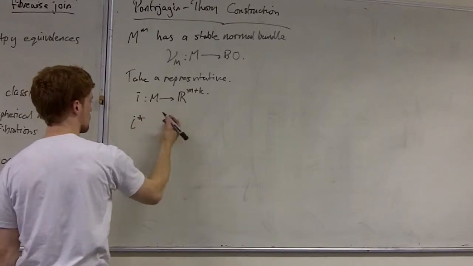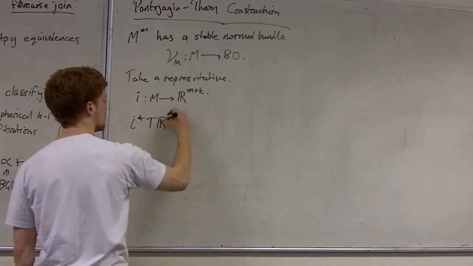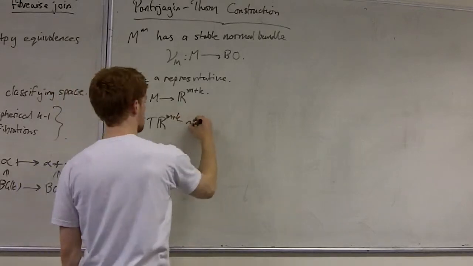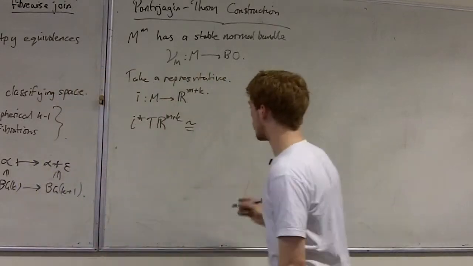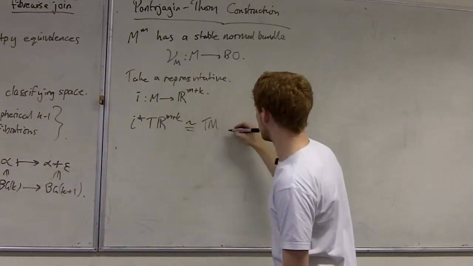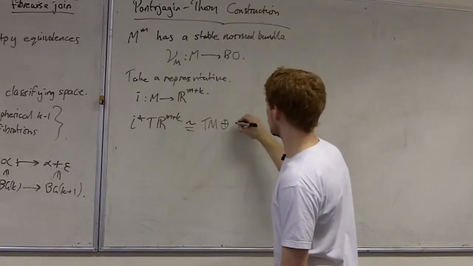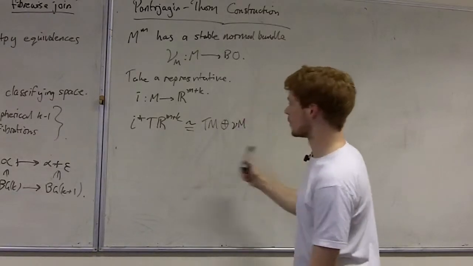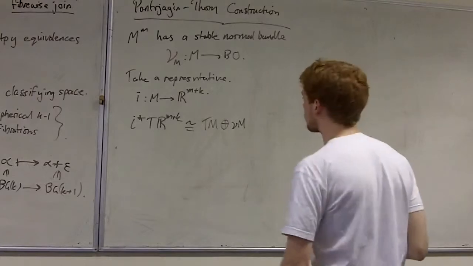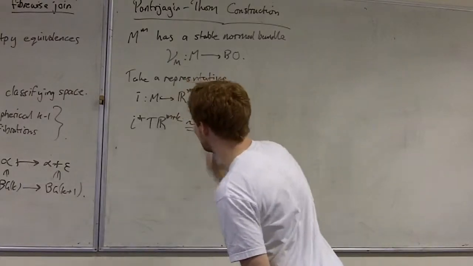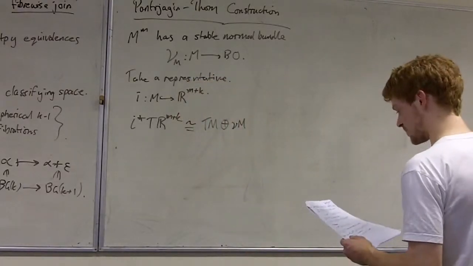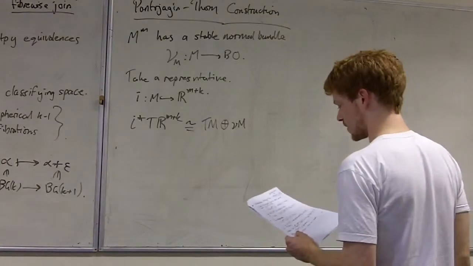That is to say we can take an inclusion of M into some high-dimensional Euclidean space, so that the pullback of the tangent bundle of this thing is isomorphic to the tangent bundle of M. So I'm just going to call this the normal bundle of M and know that it means relative to this embedding. That's important too.